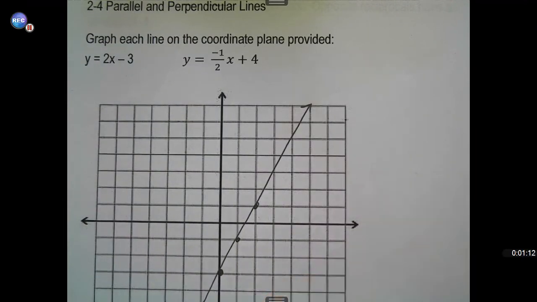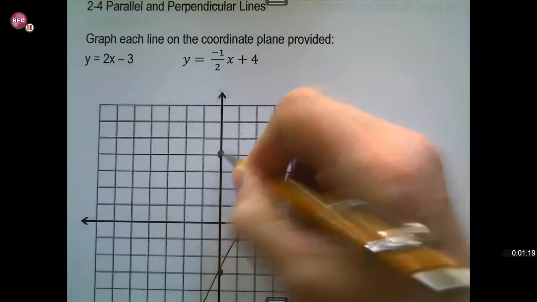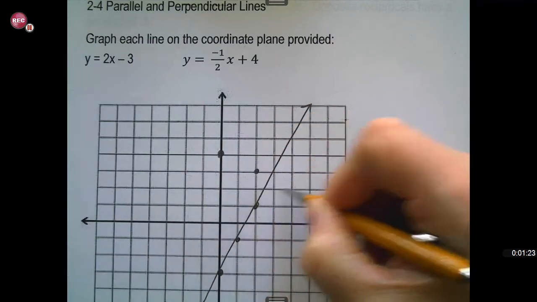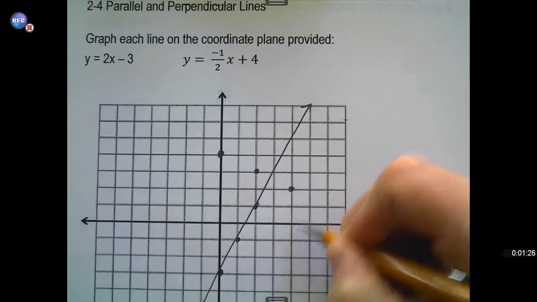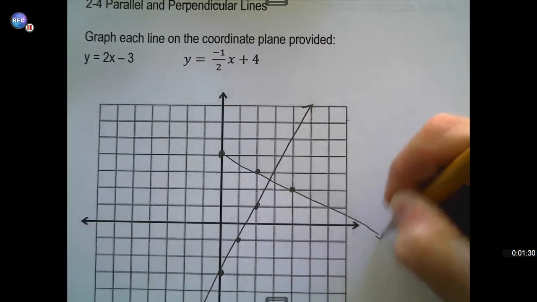And then the other line, the y-intercept is at 4. And then I'm going to rise -1 and run +2, and so on. And we get this line.